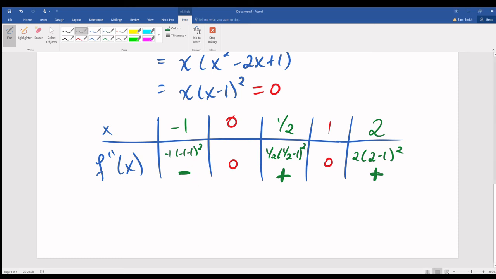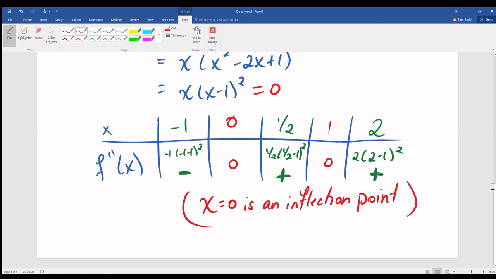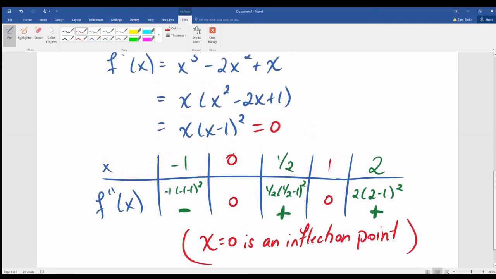The concavity changes. So x equals 0 is an inflection point. But x equals 1 is not an inflection point because the concavity of the function is concave up both on the left and the right-hand side of x equals 1. So x equals 0 is the only inflection point of this function.